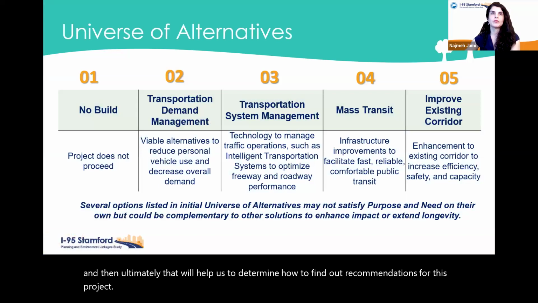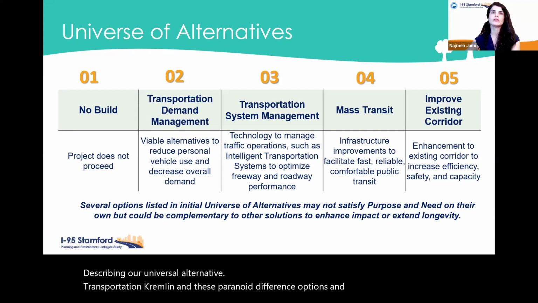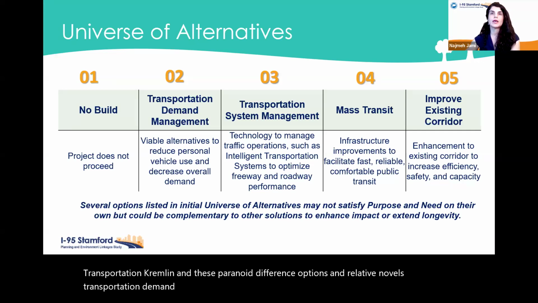So we started by assembling a matrix. As you can see on this slide, this creates our universe of alternatives, which includes 5 major transportation improvement categories. And each category includes different options that relate to each of those. No build, transportation demand management, transportation system management, mass transit, and improve existing corridors.